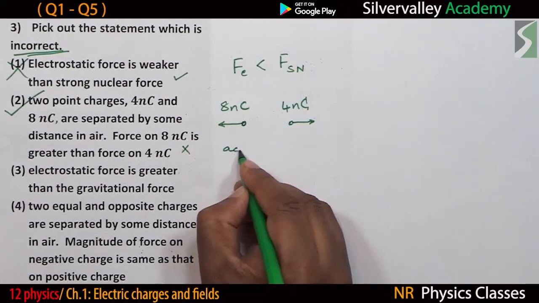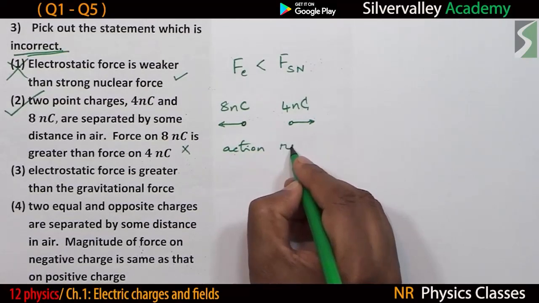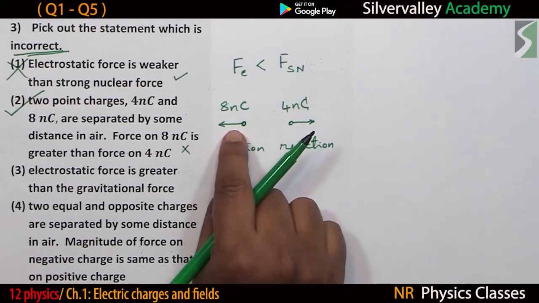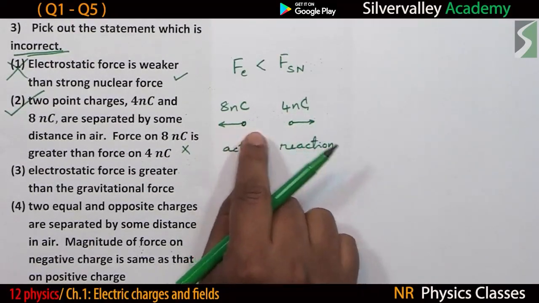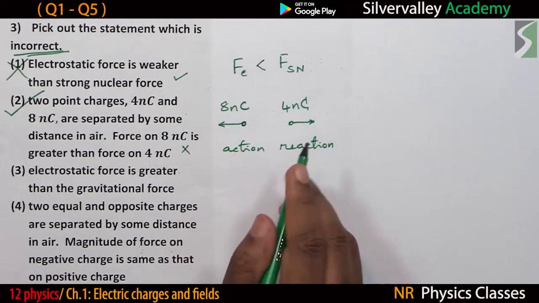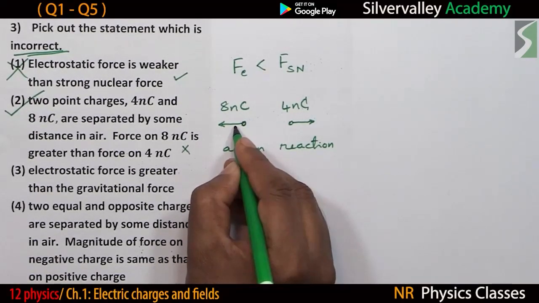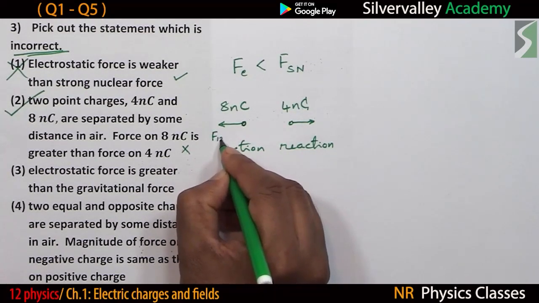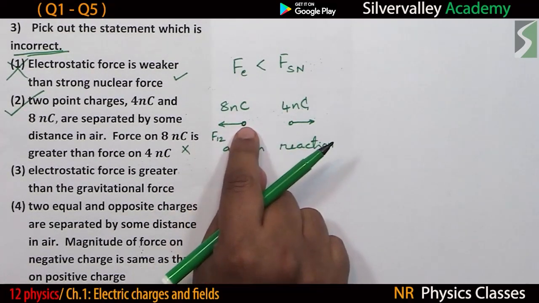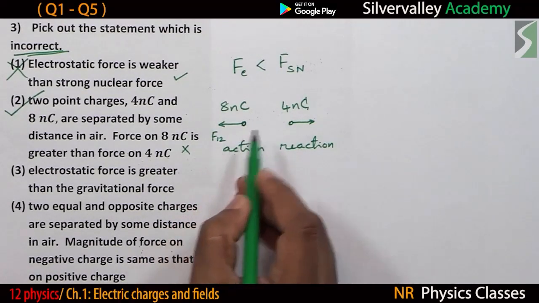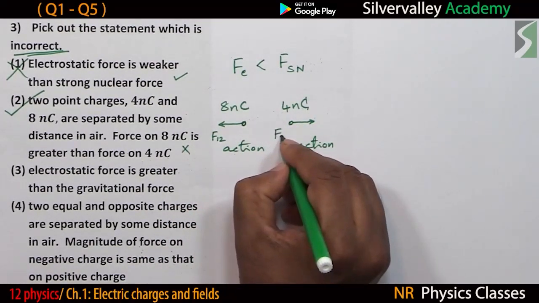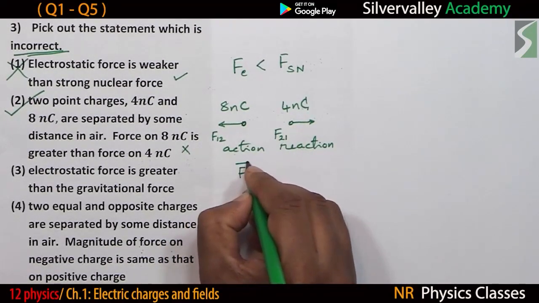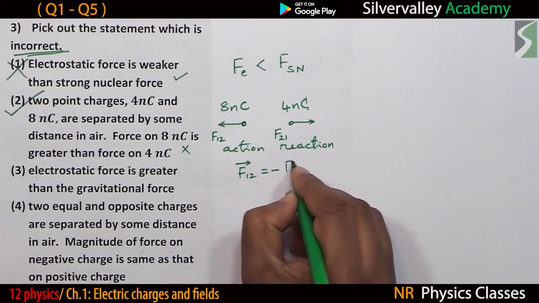Let me write action-reaction. What is the meaning of action-reaction? Forces are equal and opposite. For every action, there is an equal and opposite reaction. Let me denote this force by F12, meaning force on the first charge due to the second charge, and this is the force on the second charge due to the first charge. So F12 is equal and opposite to F21.